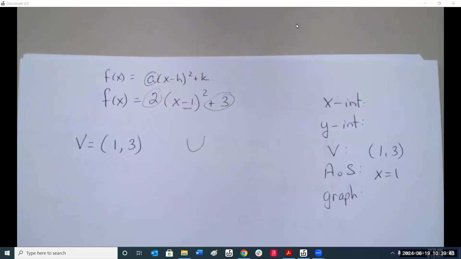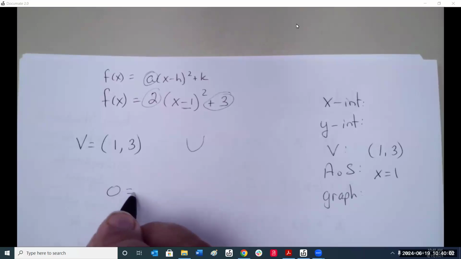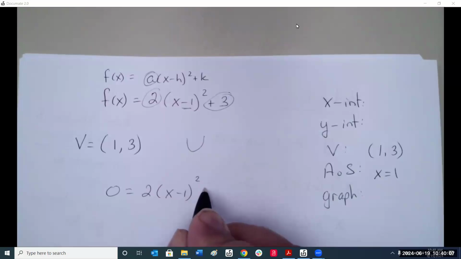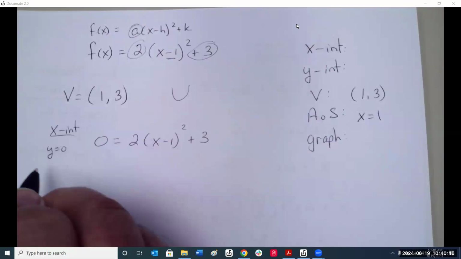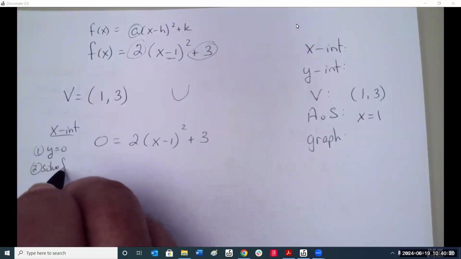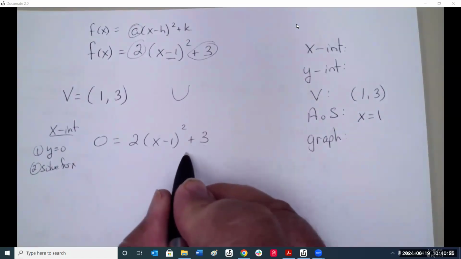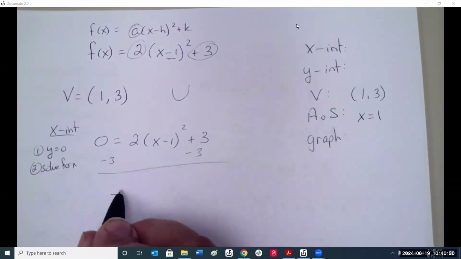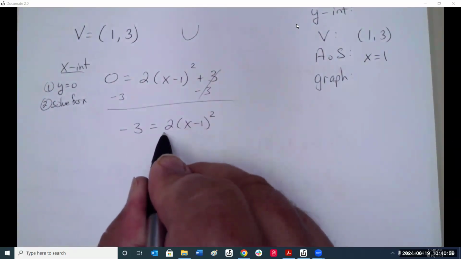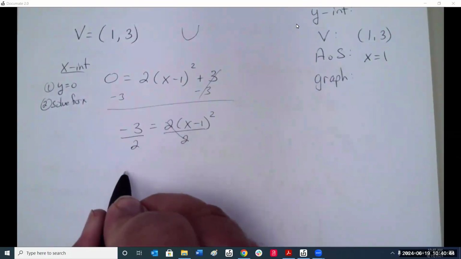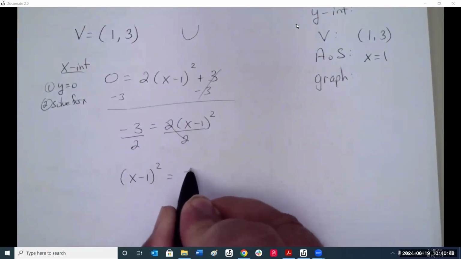So what's our x-intercept? Think back to the beginning. How do you find the x-intercept? Set it equal to 0 and solve for x. So first thing we do is subtract 3 from both sides. So we have negative 3 equals 2 times (x minus 1) squared. Divide both sides by 2. We have (x minus 1) squared equals negative 3 over 2.